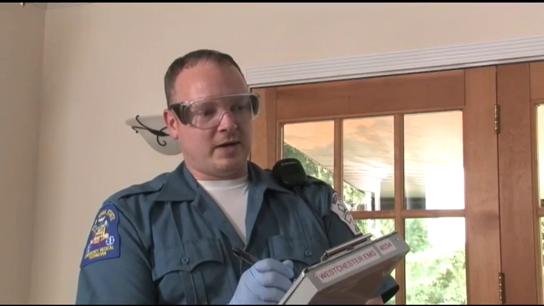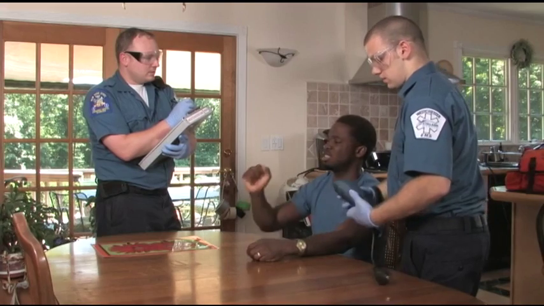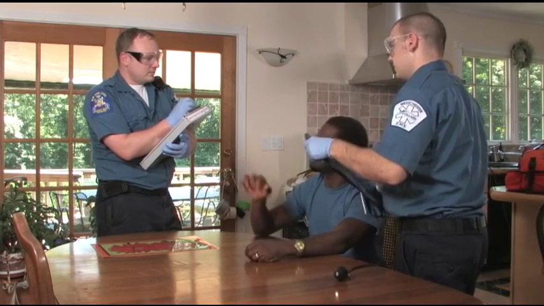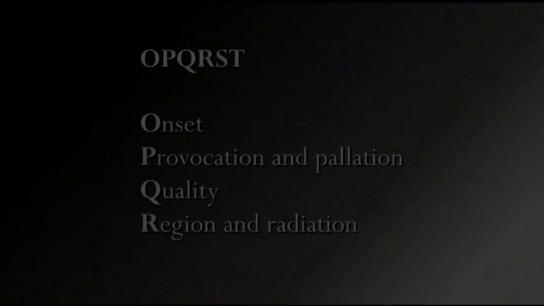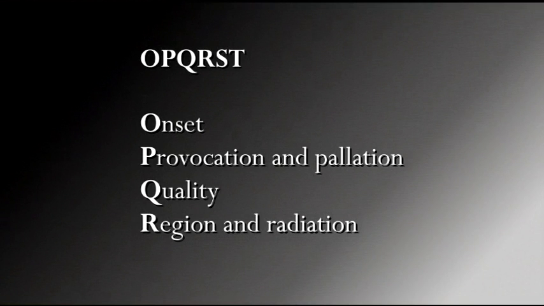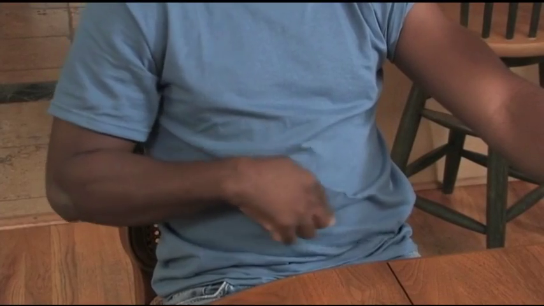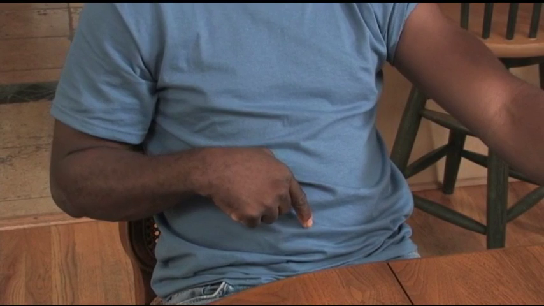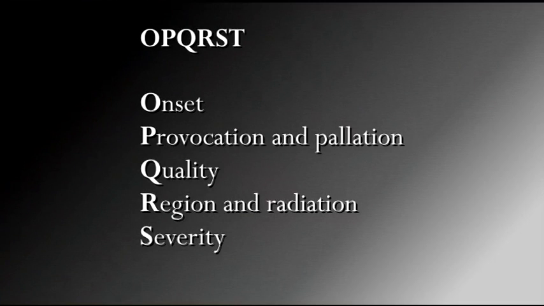To assess quality, you will ask the patient to describe what the pain feels like. They should give you an answer such as sharp, tearing, or pressure. R stands for region and radiation, meaning where it hurts and if that pain moves anywhere, such as to the neck, jaw, back, or shoulder. S stands for severity and should be rated on a scale of 1 to 10. T stands for time or timing, meaning when the pain started and whether it is constant or comes and goes.